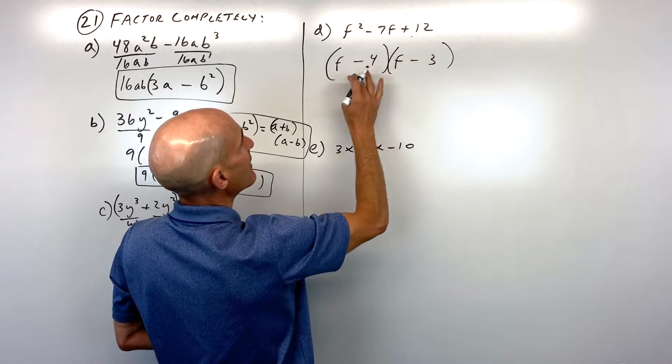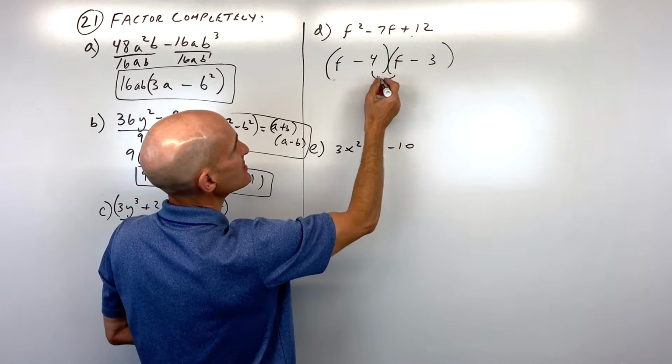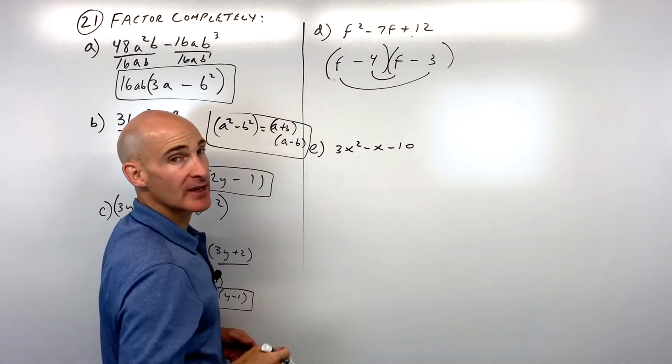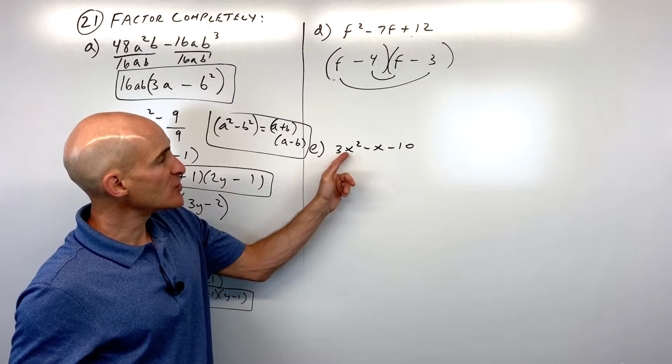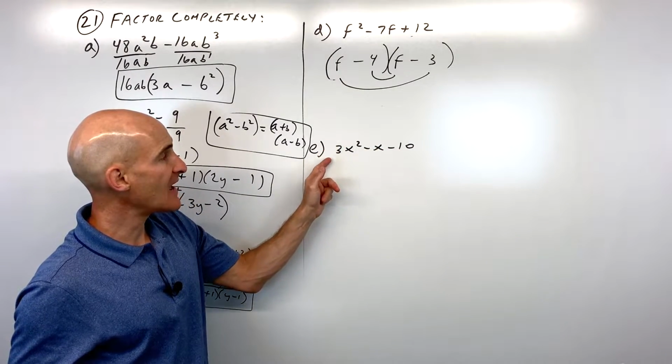Of course, f times f is going to give you the f squared, and you can double check. See, negative 4f, negative 3f is the middle, negative 7f. So that one was pretty straightforward. Letter E, though, a little bit more challenging. We have a trinomial where the leading coefficient is not 1.